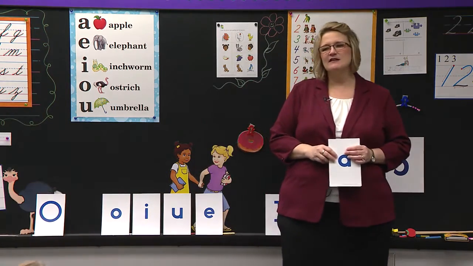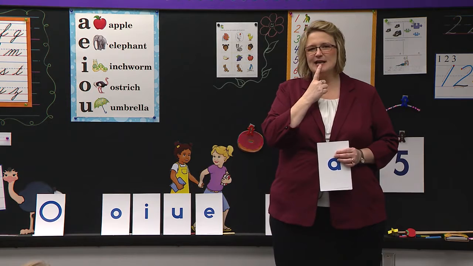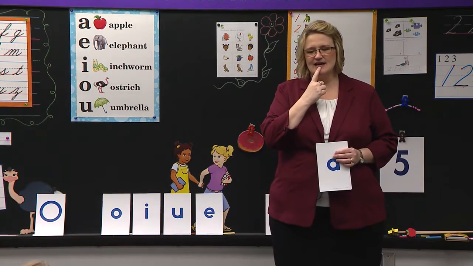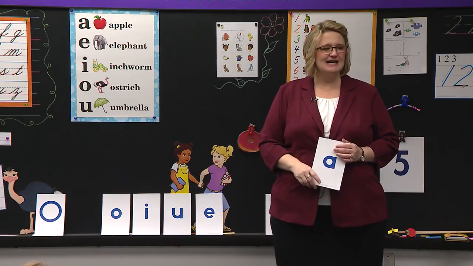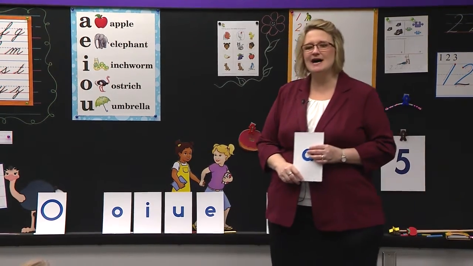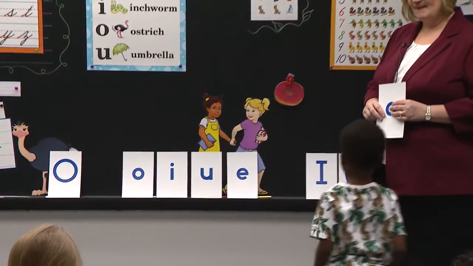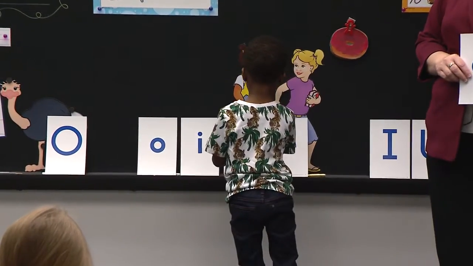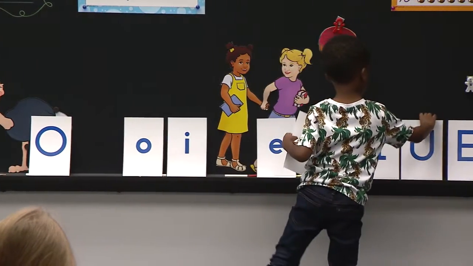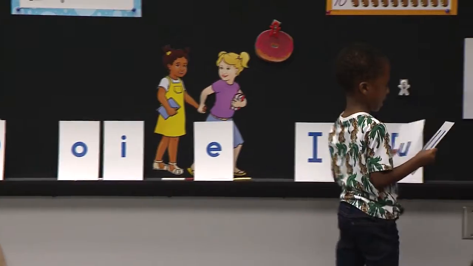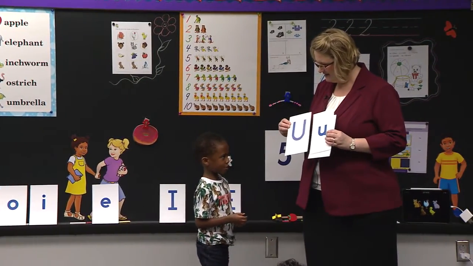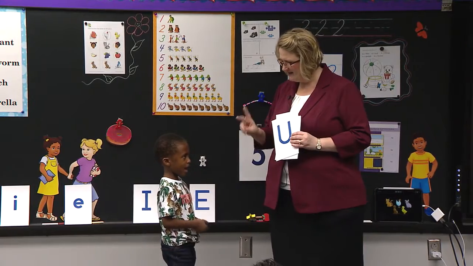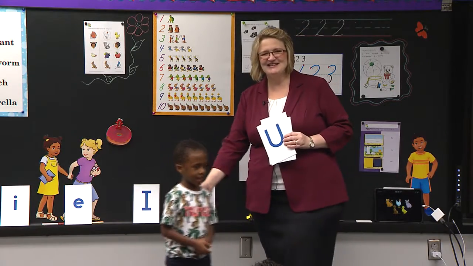Listen to my word. Mug. Listen. Mug. Find the vowel you hear in mug for me, please. Cadence. Mug. Mom will drink out of a mug. Oh, what did you find? Capital U and little u. Thank you. You got that. Go back to your seat.